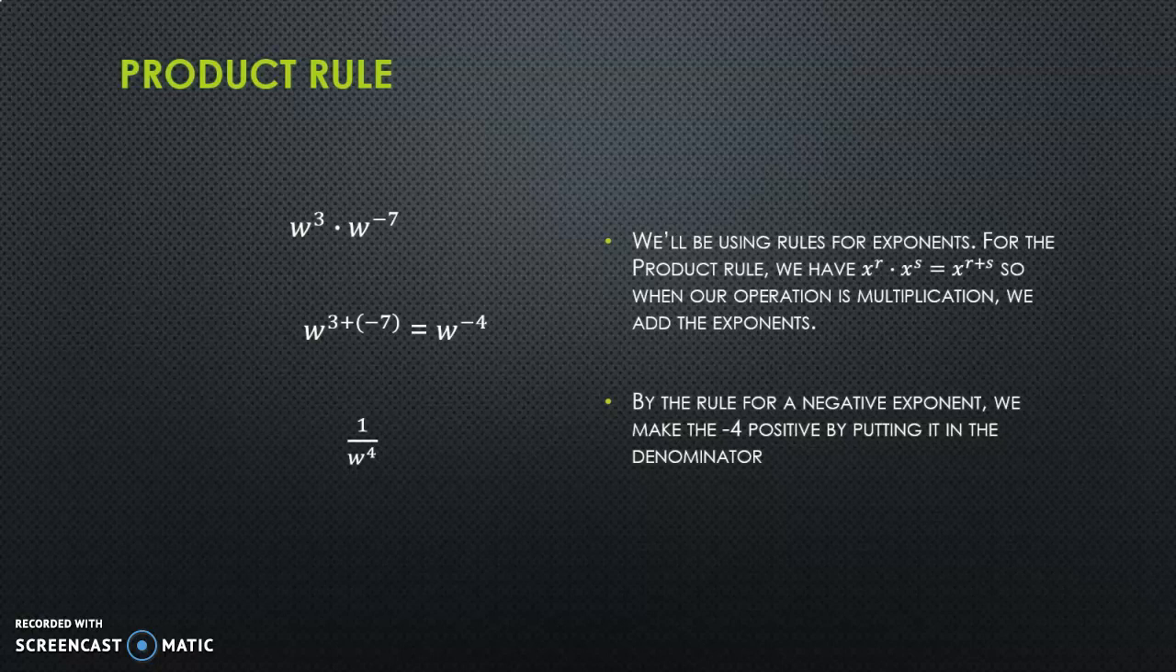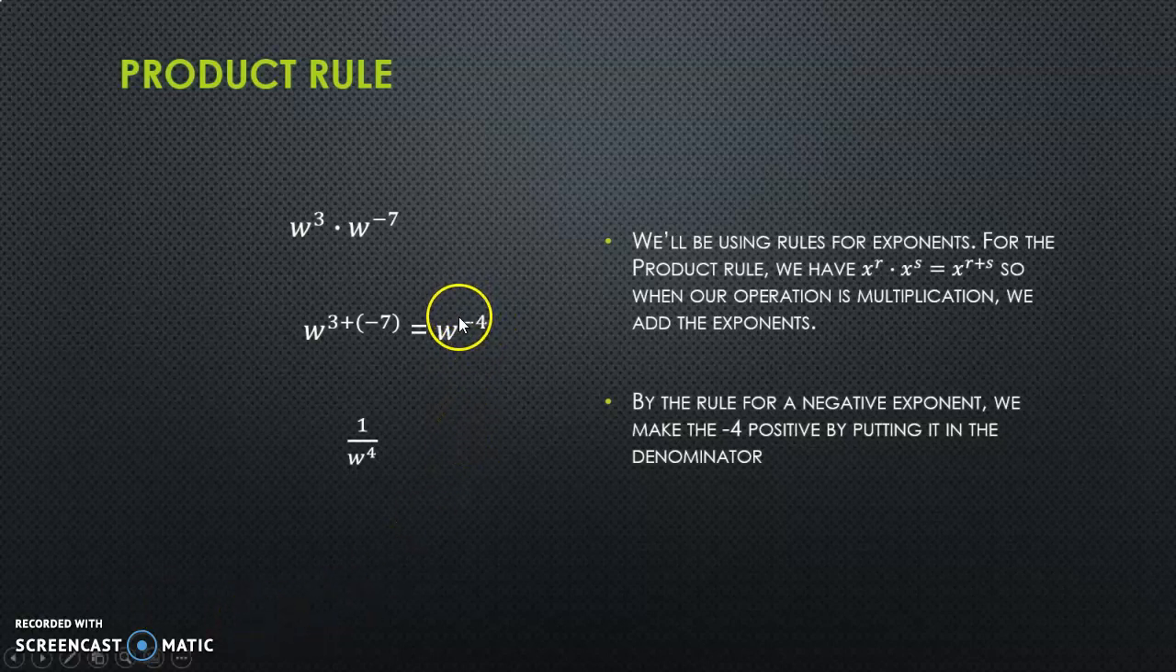In the product rule, our operation is multiplication, so we add our exponents. Given the problem, w raised to the third power times w raised to the negative seventh power, adding our exponents gives us a negative 4, based on our integer rule that opposite signs tell us to subtract and take the sign of the larger number.